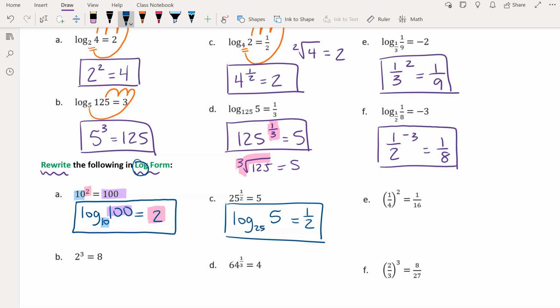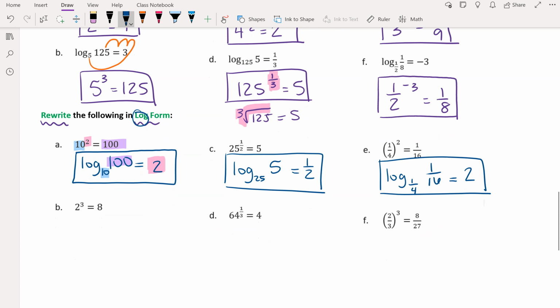All right, what about this one? We have log. The base is kind of scary looking. It's 1/4, but don't worry about it. Logs equal exponents. What's my exponent? The 2. So 1/16 has to go here. That's my answer.